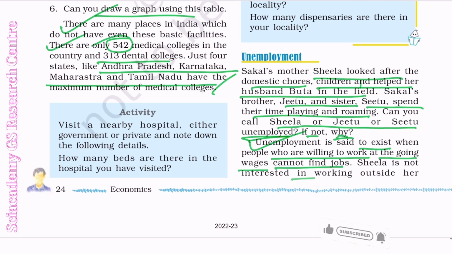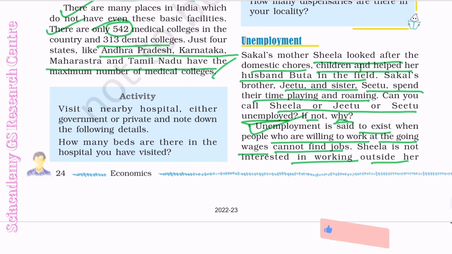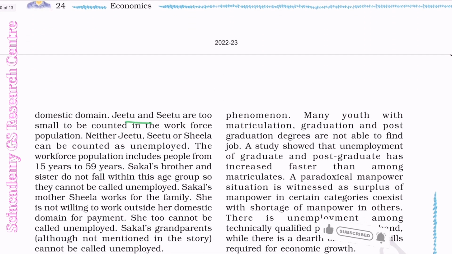Sheila is not interested in working outside her domestic domain. Jitu and Situ are too small to be counted in the workforce population. Neither Jitu, Situ nor Sheila can be counted as unemployed. The workforce population includes people from 15 years to 59 years. Sakal's brother and sister do not fall within this age group, so they cannot be called unemployed.